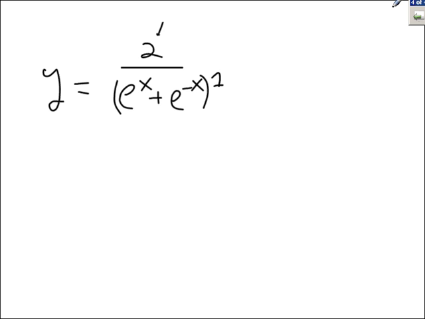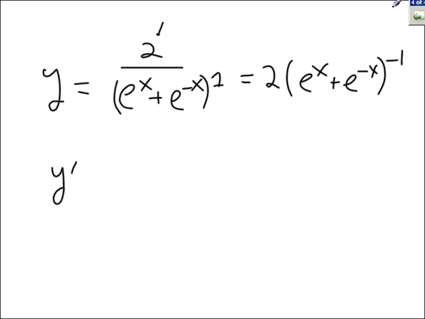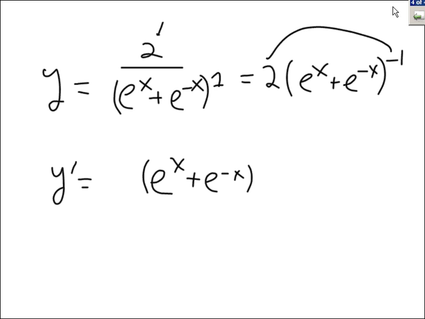Remember, the exponent here is 1. What I would do is bring the bottom to the top, but of course I would change the sign of the exponent. Now I use the general power rule. I keep what's inside the brackets the same. I bring down the negative 1, multiply it by the 2, and make the new power 1 less. 1 less than negative 1 is negative 2.